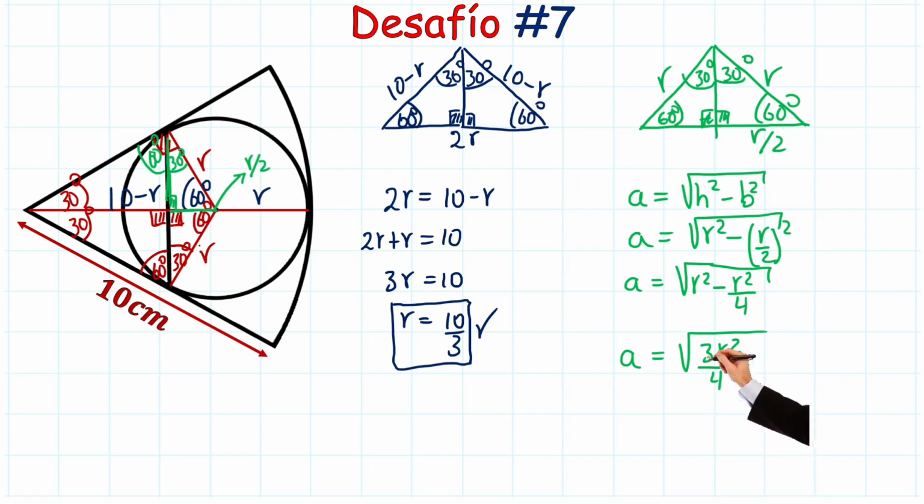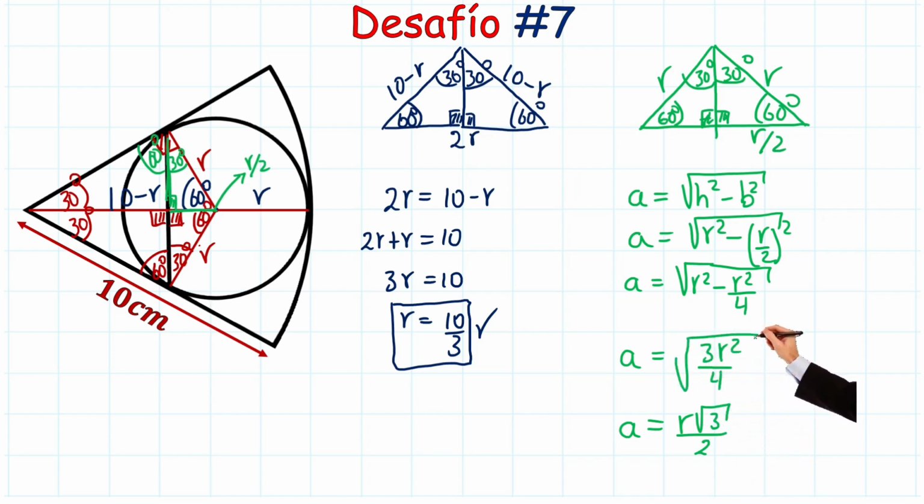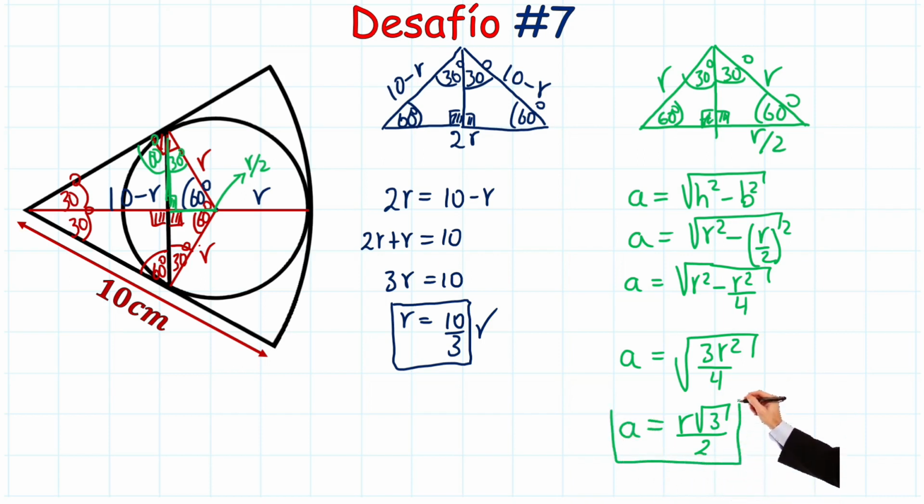Phenomenal. Now we can distribute the root to the numerator and denominator, and taking out the root, we'll find that A equals the square root of R squared, which is R. Then the square root of 3, there's no exact square root, so we'll leave it written like this. The square root of 4 is 2. Remember that all of this is under the root. Very well, we have it here, which is fantastic.